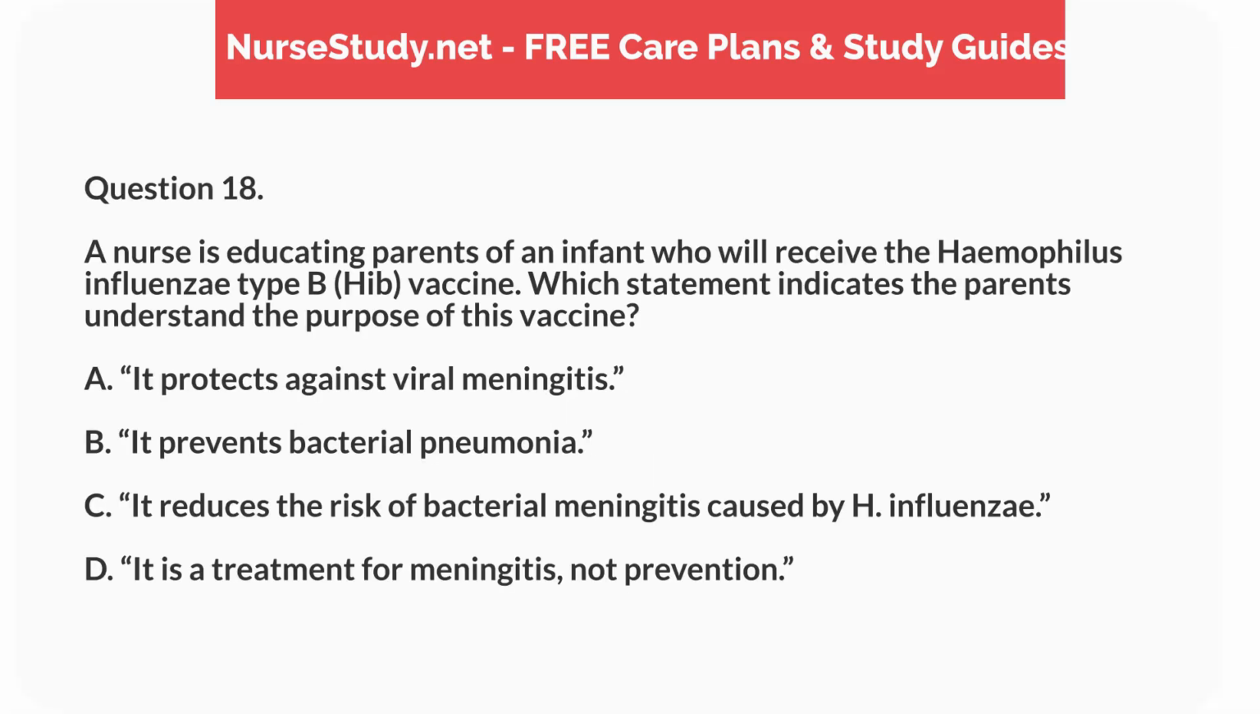Question 18. A nurse is educating parents of an infant who will receive the Haemophilus influenza type B vaccine. Which statement indicates the parents understand the purpose of this vaccine? A. It protects against viral meningitis. B. It prevents bacterial pneumonia. C. It reduces the risk of bacterial meningitis caused by H. influenza. D. It is a treatment for meningitis, not prevention.